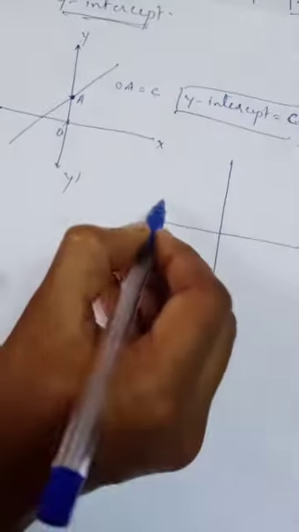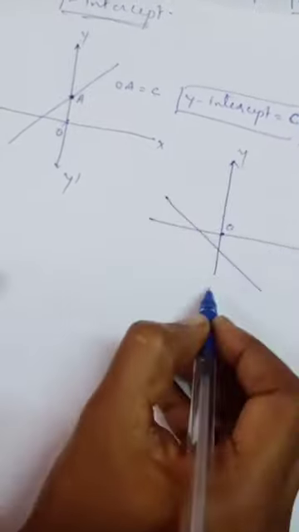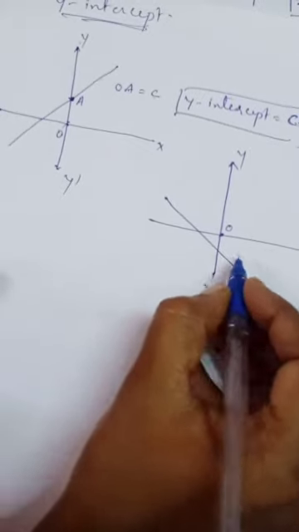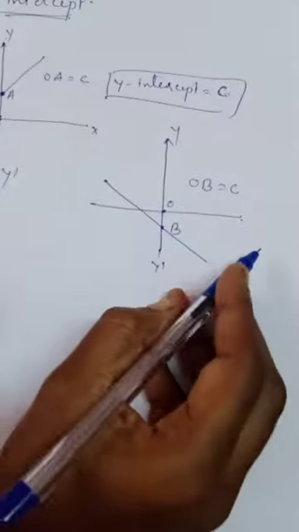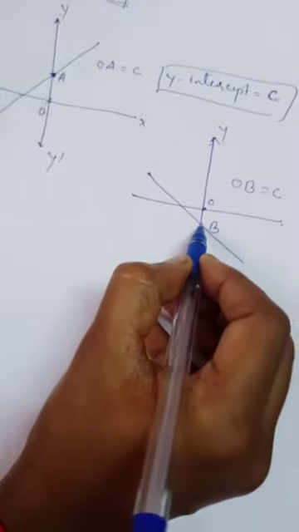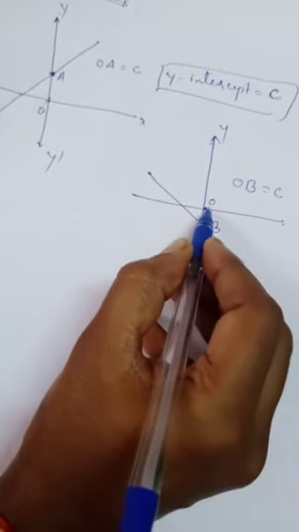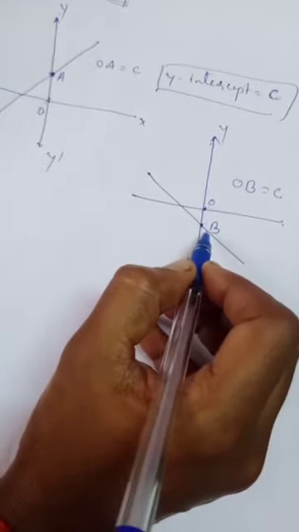I'll take one more example. So this is again one more coordinate axis. If I draw this line here, this is the origin, y and this is y dash. So I'll write it as OB. So here OB is nothing but C. C is nothing but the y-intercept. So what is the y-intercept then? If a straight line meets the y-axis at a point, the distance of this point from the origin is called the y-intercept, and it is usually denoted by C.